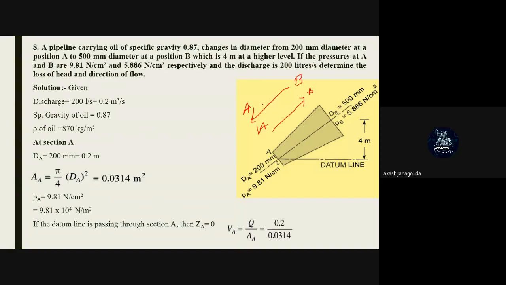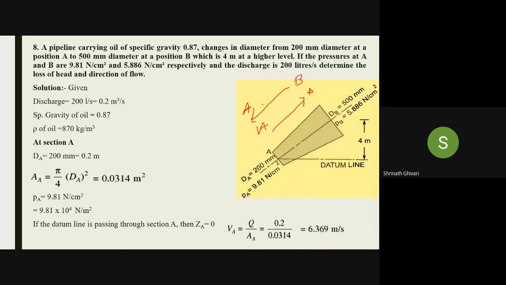B to A. How? Why? You tell me why. Anyone can predict that it's from A to B or B to A. But you tell me why. Give me the reasons. In the question it is mentioned that the diameter changes from 200 to 500, so the flow is from A to B.